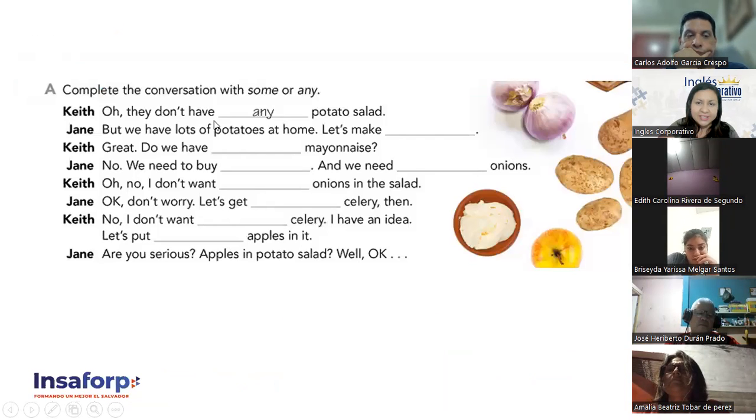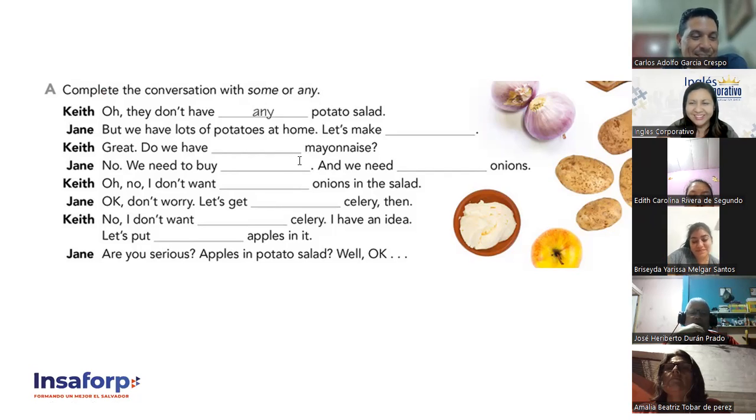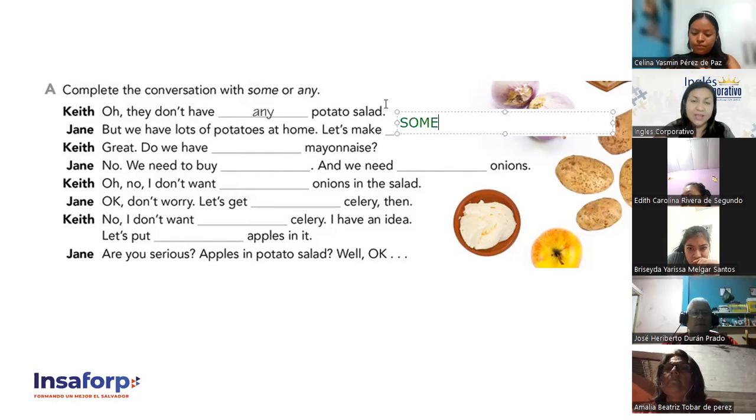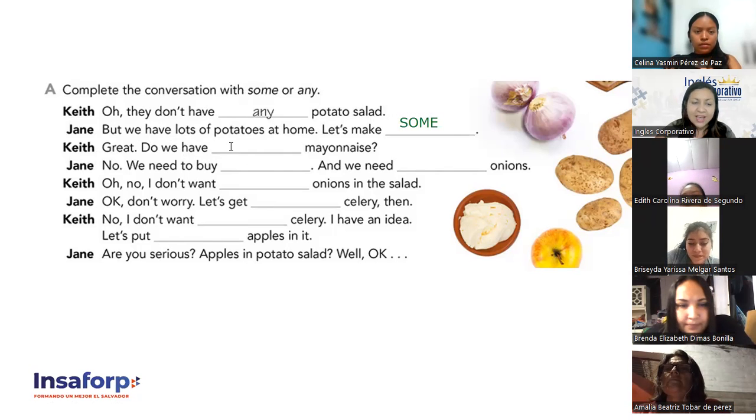And here, let's practice. You are going to help me to complete the conversation with some or any. Are you ready? Yes, teacher. Okay. Oh, they don't have any potato salad. But we have lots of potatoes at home. Let's make some. Exactly, some potato salad. Great. Do we have any? Exactly. Any mayonnaise? Do we have any mayonnaise?